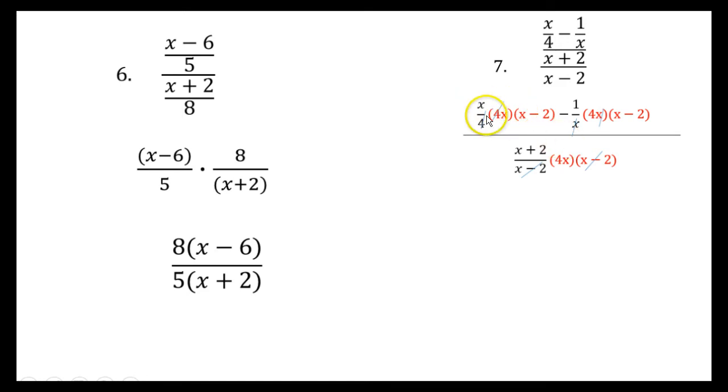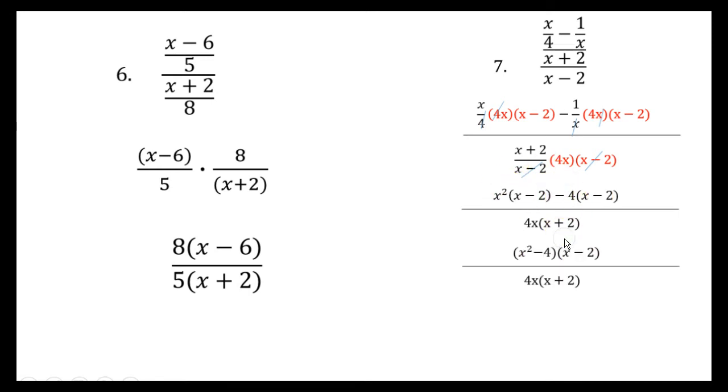Okay, if you look at the top, we're left with x times x, or x squared times x minus 2, minus 4 times x minus 2, all over 4x times x plus 2. So I've just taken all the red and placed them next to basically what they're being multiplied by. Recognizing that this x minus 2 and this x minus 2 match, I can take x squared minus 4 and everything on the outside.